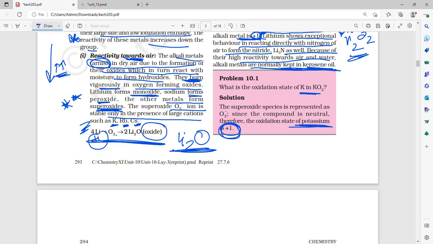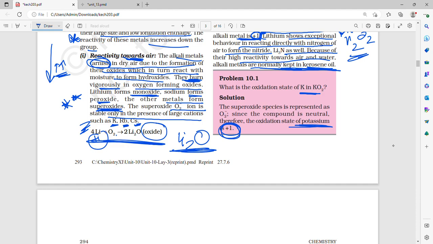Reactivity towards air. The alkali metals tarnish in dry air, like rust but not exactly rust, due to the formation of their oxides, which in turn react with moisture to form hydroxides. They burn vigorously in oxygen, forming oxides. Lithium is the only one which forms monoxide, sodium forms peroxide, and the other metals form superoxide. The superoxide O2 minus ion is stable only in the presence of large cations, potassium, rubidium, and cesium.